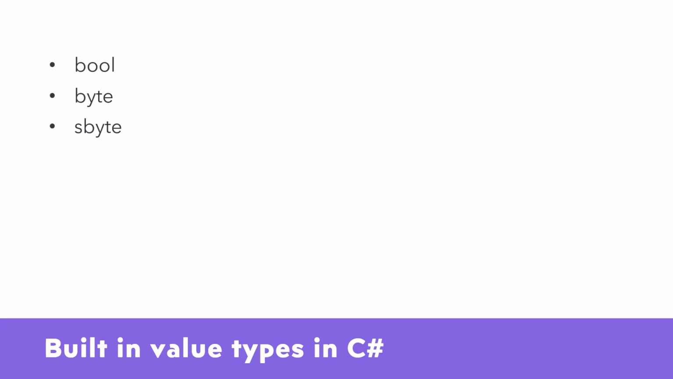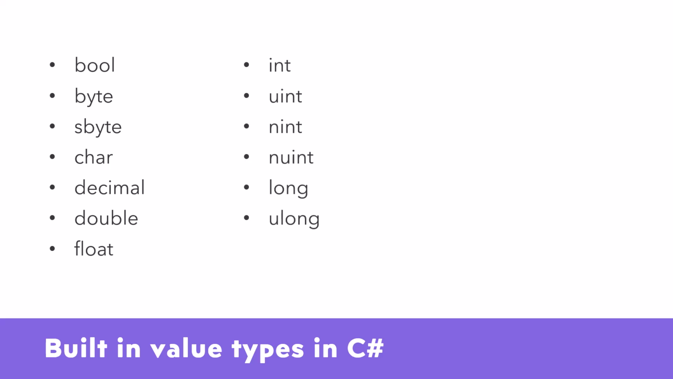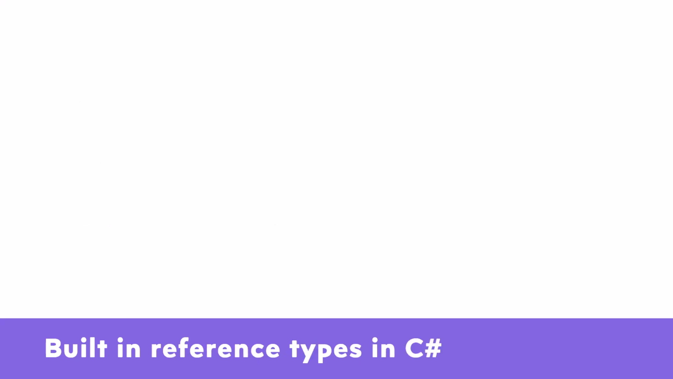There is boolean, byte, sbyte, character, decimals, double, float, int, long, short, ushort. These are some built-in value types in C# programming language. We will learn all of them in upcoming videos in detail one by one. And now let's focus on the reference types.